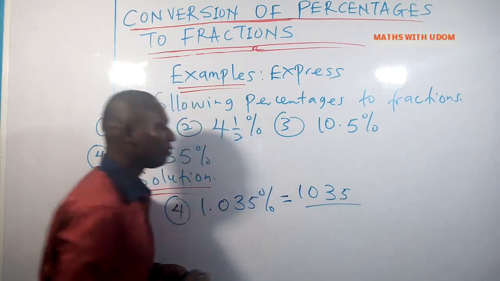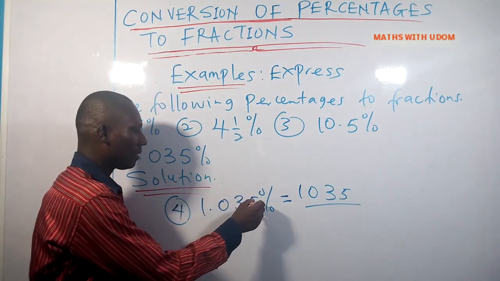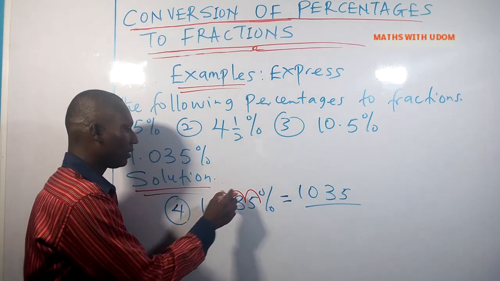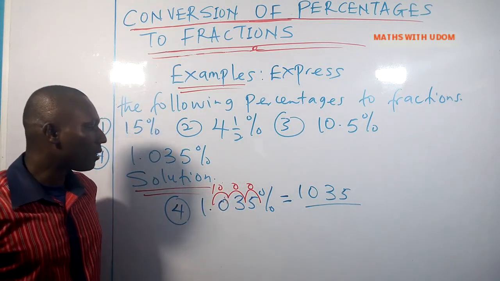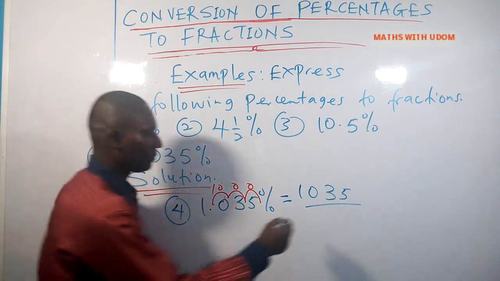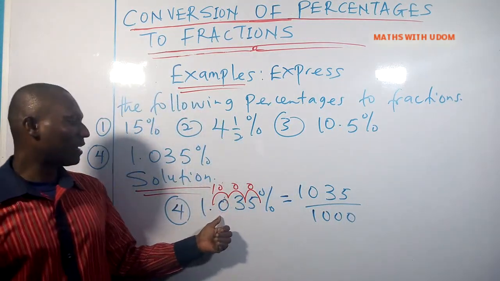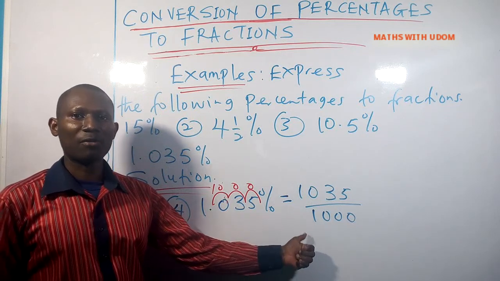And that will give us 1035 over 1.035 divided by what? Okay, so we move from here backwards. 1, 2, 3. Okay, so that is 3 zeros. So we are dividing by what? By 1000. So we have succeeded in converting 1.035 to an improper fraction.